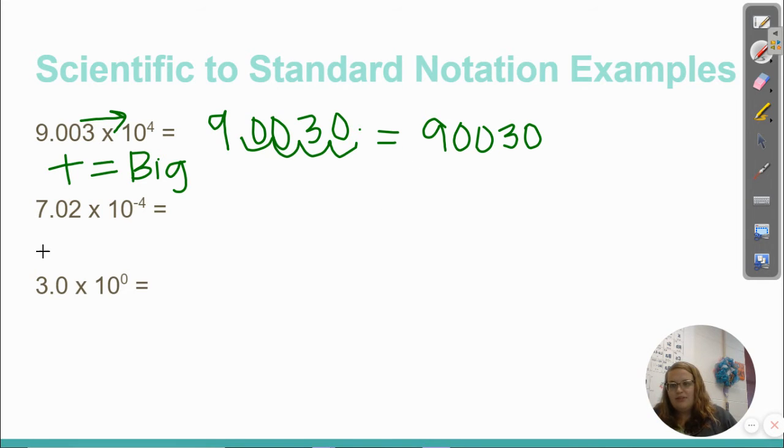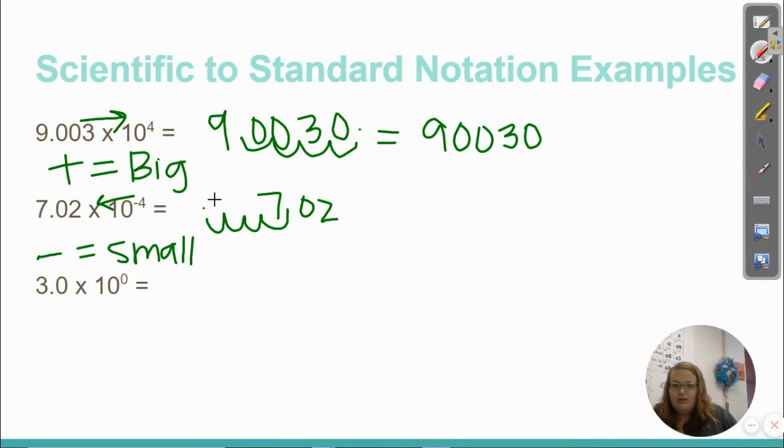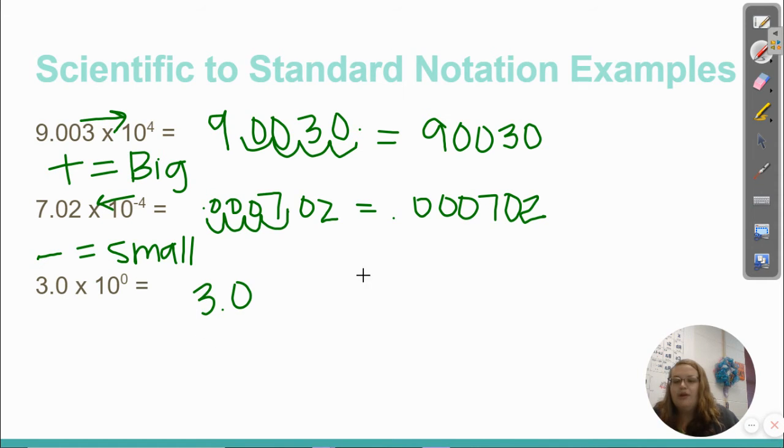On this one, I have a negative exponent, so it's going to be a small number or a little number. So I'm going to move my decimal place 4 times in this direction to make it small. So 7.02, we're going to go 1, 2, 3, 4. And you can also put that 0 in front if you wanted to. All right, and this one where it's 0, I'm moving my decimal place 0 times. So 3.0 becomes 3.0.